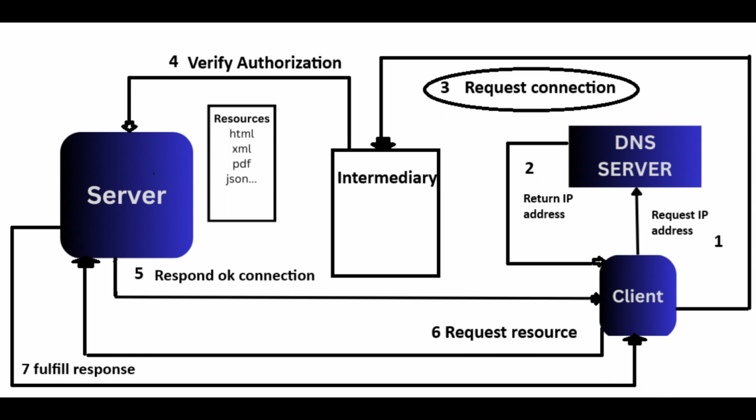Fifth step, if everything is okay, if all the authorization has been checked, the server sends an OK connection response to the client. Otherwise, it will send that the client has no authority. And then the client sends a request object for the resource to the server. As a final step, the server fulfills the response by fetching the resources. That could be anything, HTML, XML, PDF, JSON, anything. The server sends the response object back to the client.